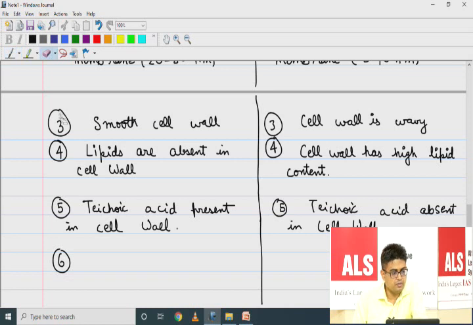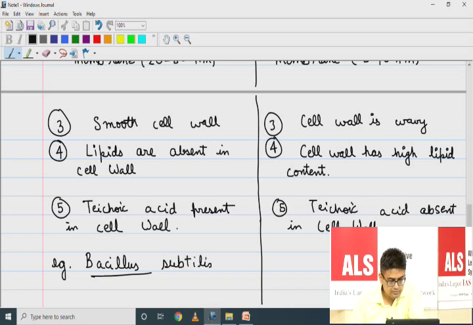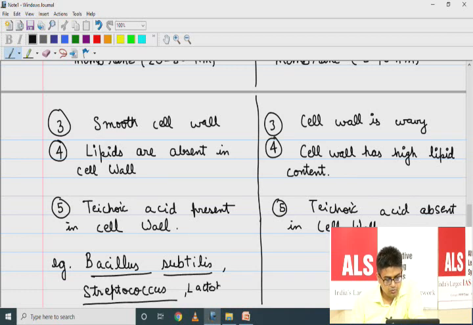If you want, I can write about 10 differences, but I'm not sure you will be able to write and remember all of them. So I will just conclude this with some examples. Bacillus species is normally gram-positive, Bacillus subtilis. And Streptococcus species, Lactobacillus. These are gram-positive bacteria. Okay, Vibrio cholerae, the cholera-causing bacteria.